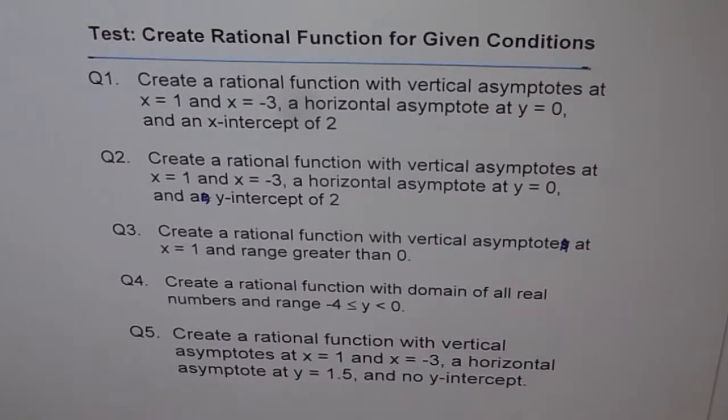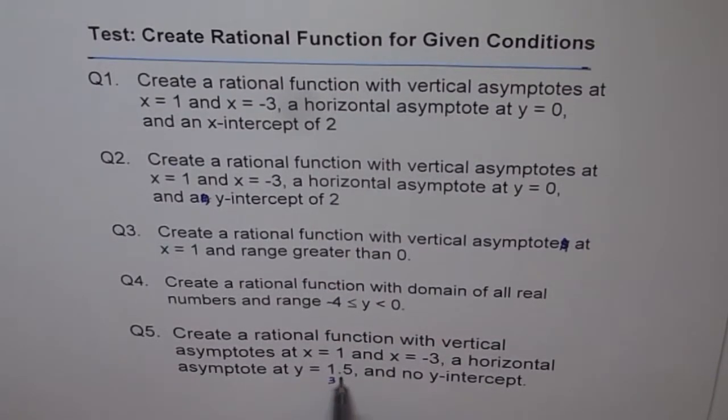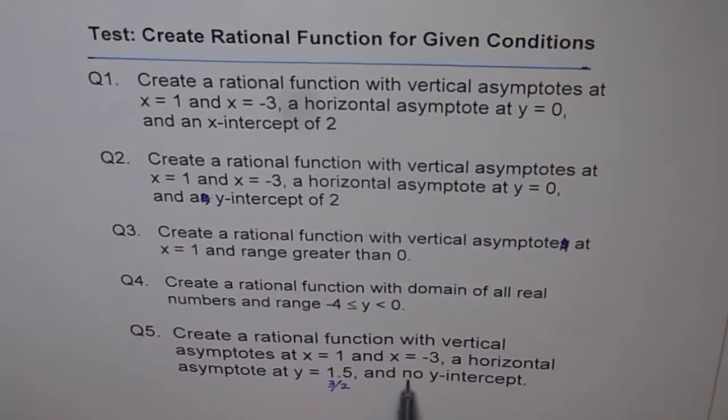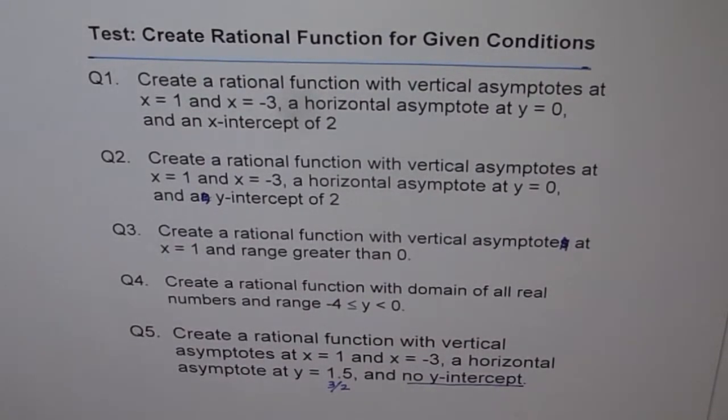Question number 5 is a thinking and application problem. Those of you who get question number 5 right have understood almost everything now. Question number 5 says: create a rational function with vertical asymptotes at 1 and minus 3, as before, a horizontal asymptote at 1.5, and no y-intercept. You can think of 1.5 as 3 over 2. So that is your question number 5. I should say the first 4 are application problems and question number 5 requires a bit more thinking. So copy these 5 questions, write down your answers and then share with me what you've learned.